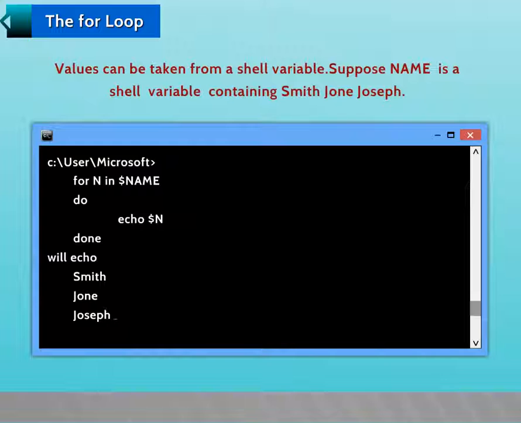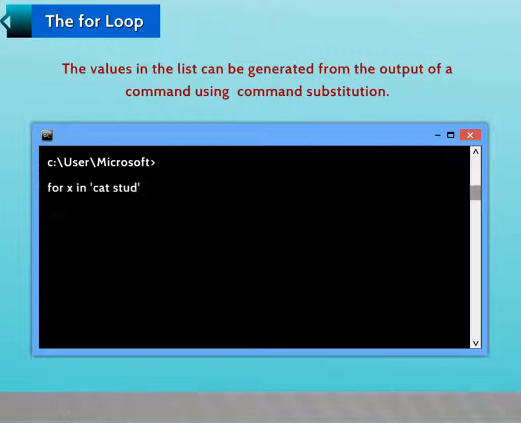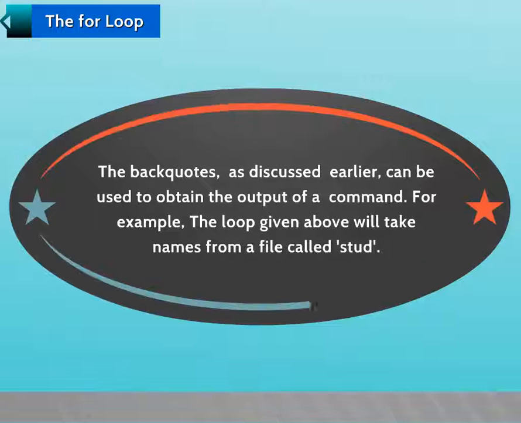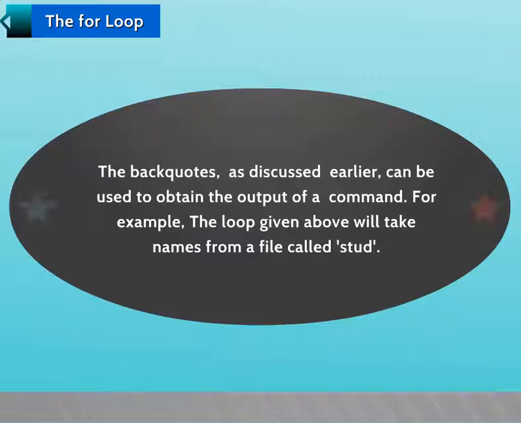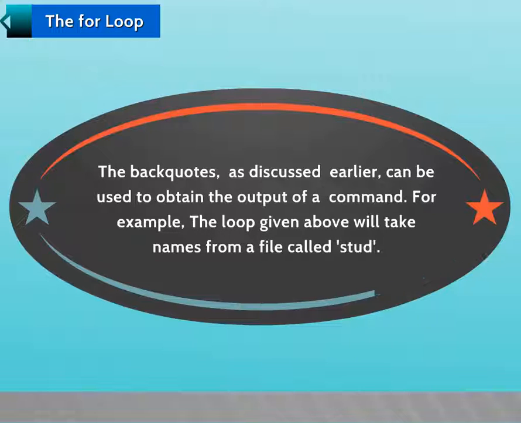Values can be taken from a shell variable. Suppose name is a shell variable containing Smith John Joseph. The values in the list can be generated from the output of a command using command substitution. The backquotes, as discussed earlier, can be used to obtain the output of a command. For example, the loop given above will take names from a file called stud.